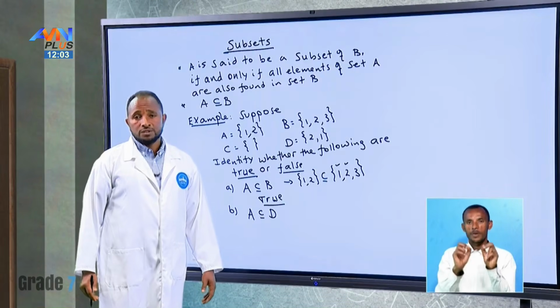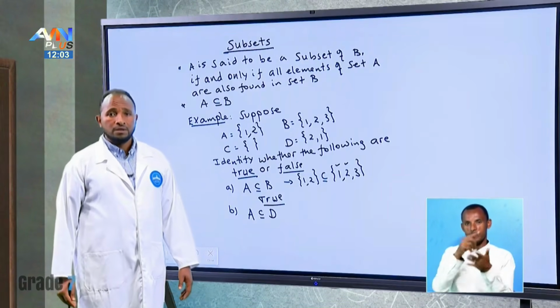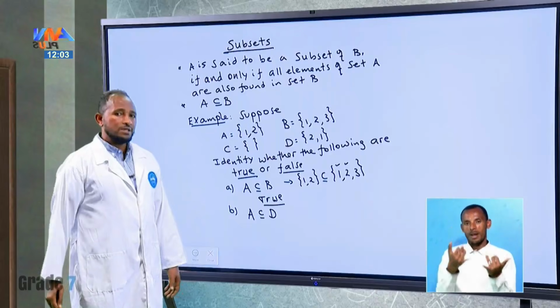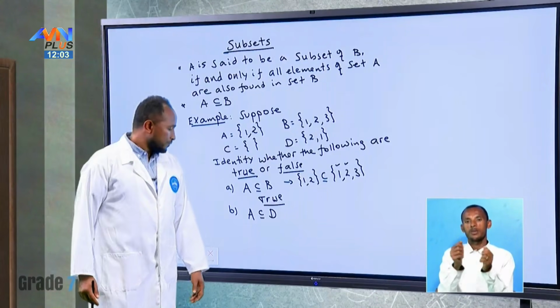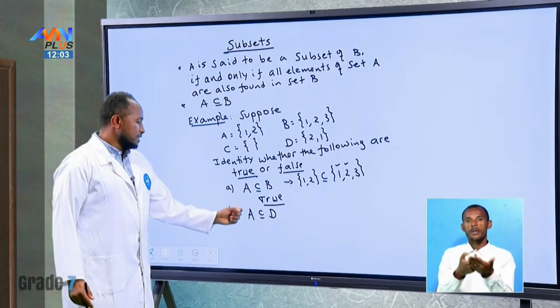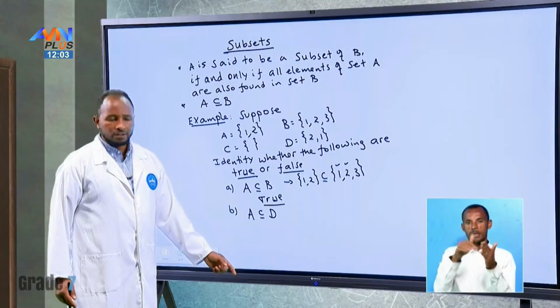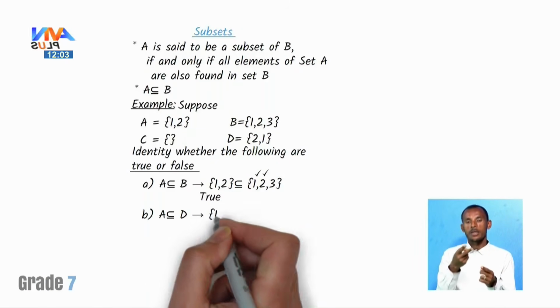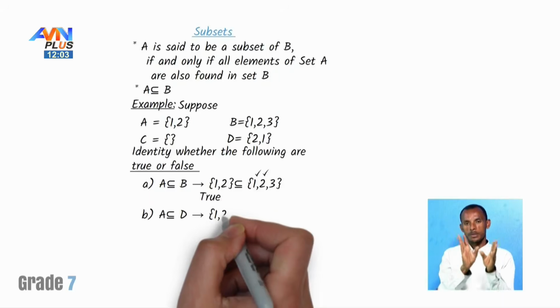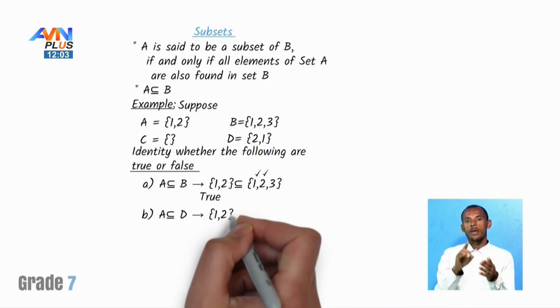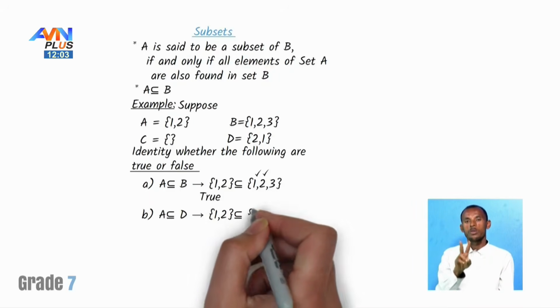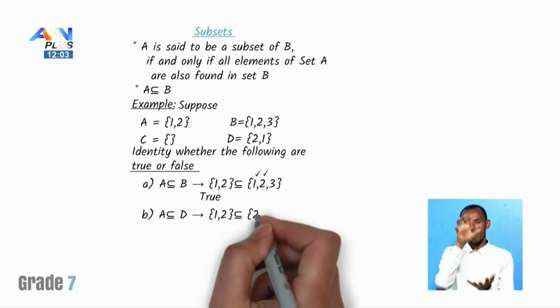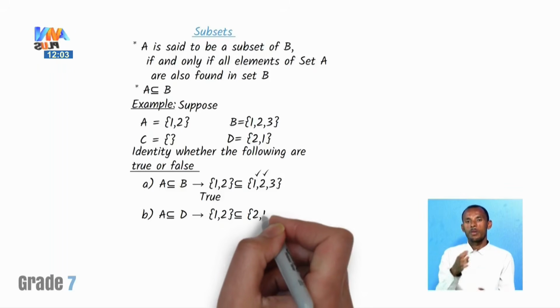Okay, students, have you tried the question? Very nice. Now let's see the answer together. Here it says A is a subset of D. When you see the elements, set A contains the elements 1 and 2. Subset of D, D contains the elements 2 and 1.